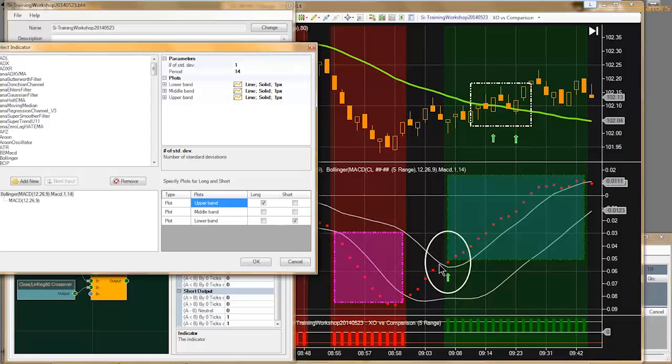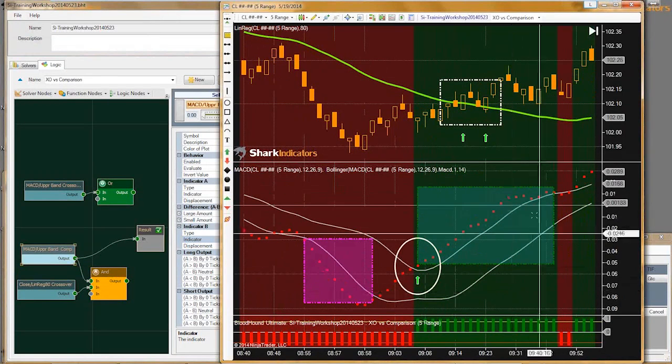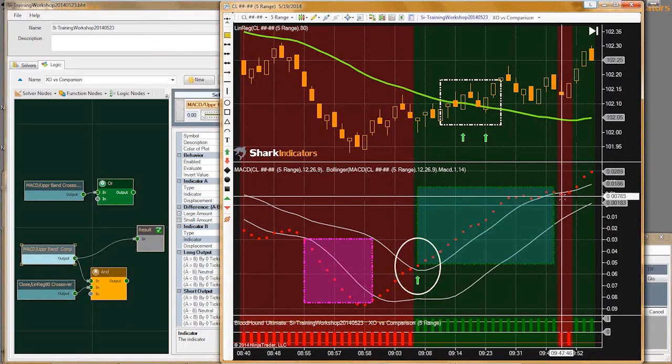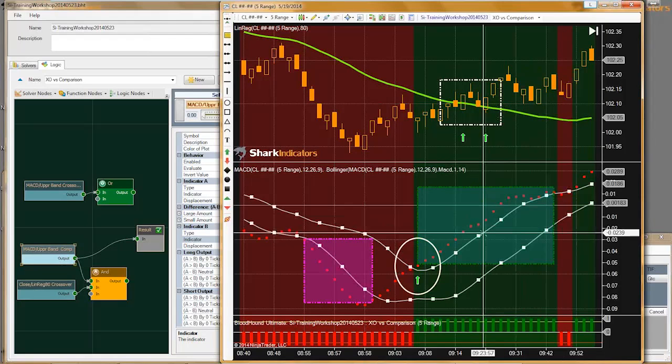Right, so whenever the MACD is below the lower band, I guess normally that would be here. I guess let me just show you. So if I use the upper band for long and shorts, then what happens is whenever the MACD line is below the upper band, we're getting a short signal. Right, so we're simply just looking is the MACD above or below the upper band.